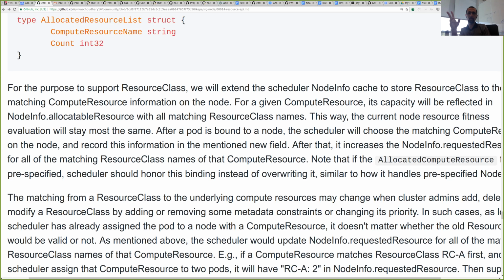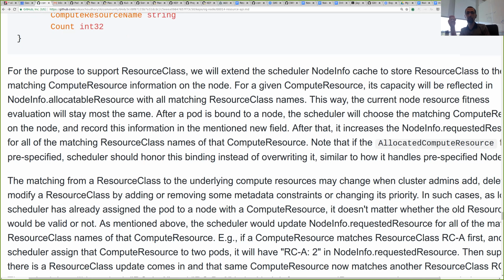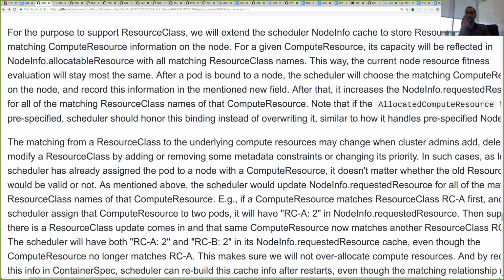So basically, what you were saying is that resource class to compute resource is a many-to-many relationship, right? Yeah. Okay. I think many-to-many causes a little bit of an issue, in my opinion, because it becomes hard to create maps from one side to the other. One-to-many we can handle. One-to-one, of course, is easy to handle. But many-to-many becomes a little harder to handle. What's your take on that?